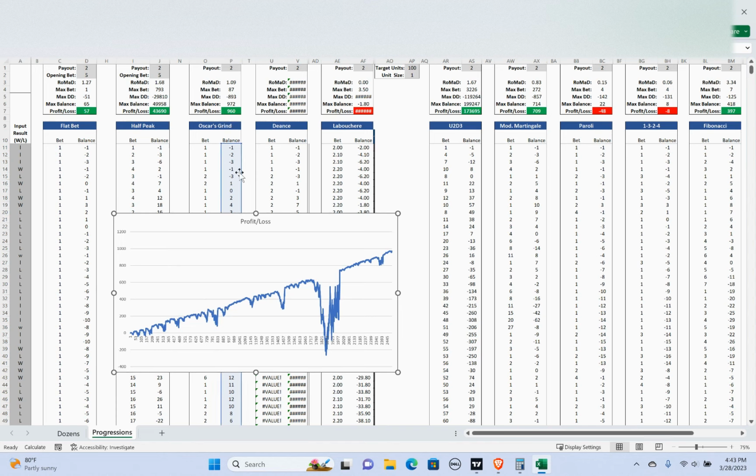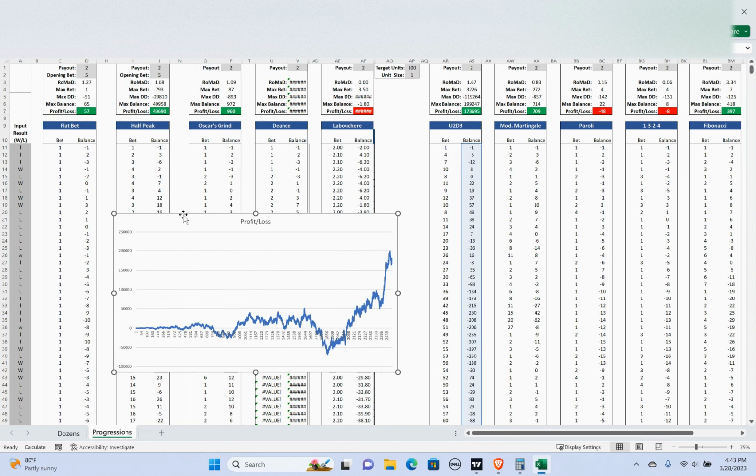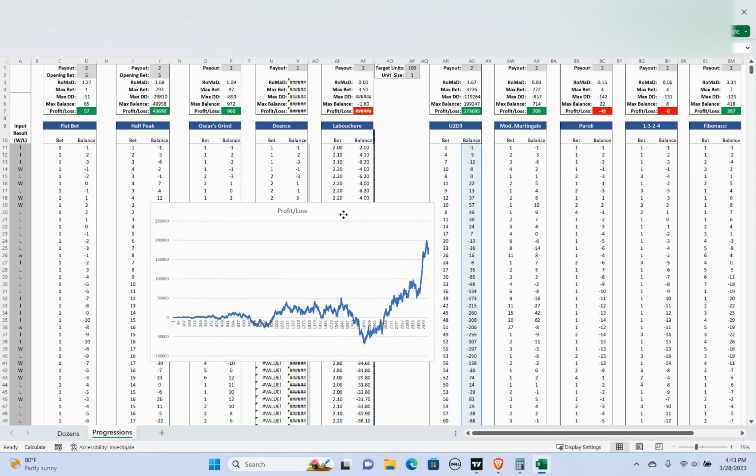These two didn't perform well. Up two, down three, kind of similar to the half peak. Obviously, it did well. It's got a high ROMAD, but your max drawdown is huge. It's 120,000 units, so that means you can't use that.